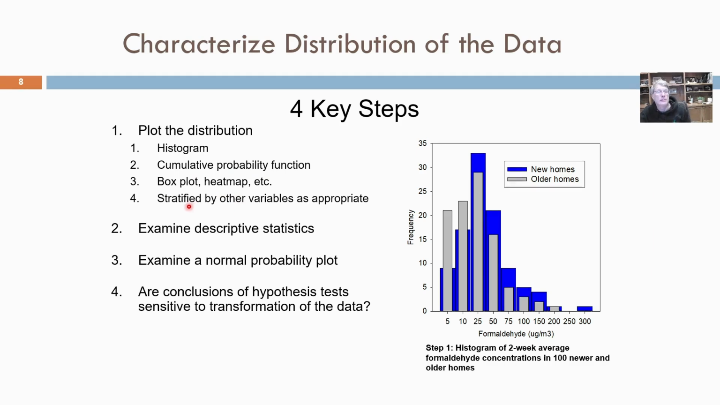You might want to stratify the data by other variables that relate to your study, if it's appropriate, like was done here: formaldehyde concentration distribution stratified between two age of home categories. So this is on the right. This pair of histograms on the right is an example of completing step 1, plot the distribution or distributions. What we see when we look at this plot is that the formaldehyde concentrations for both the older and the newer homes appear to be moderately skewed right, at least.